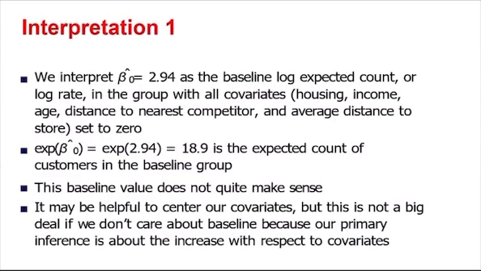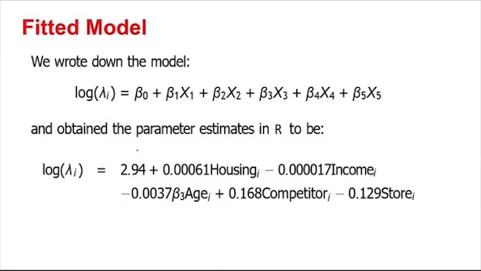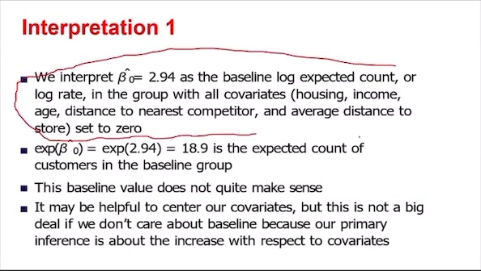If I want to interpret beta naught, don't forget, I said they are on the logarithmic rate. Now, the 2.94 here, and the one we approximate here, I want to interpret that. I need you to pay attention to this. If you want to interpret, do not let your interpretation be statistically ambiguous.